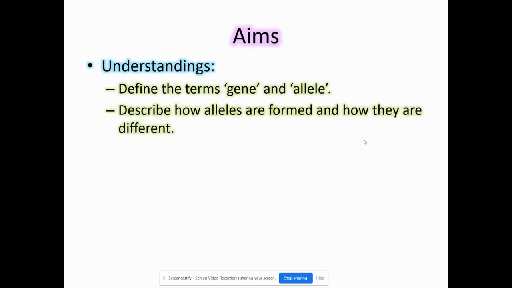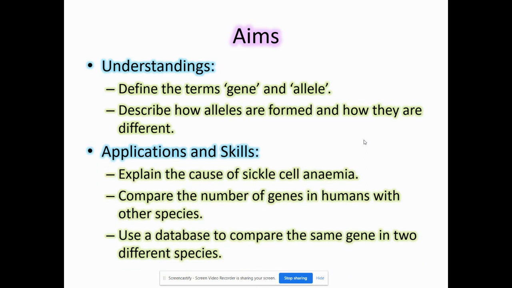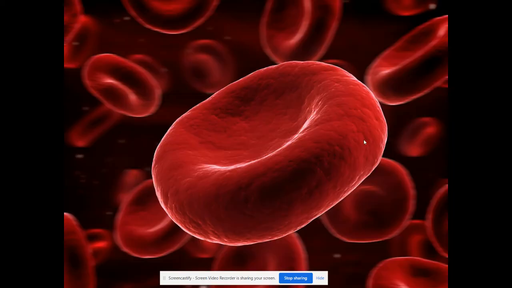So now we've looked at what a gene is and what an allele is, and we know where alleles come from and how they're different. So now it's time to look at an application, a specific example of genes and alleles, and comparing the different versions of genes in different species. So you might recognize this. It's a picture of a red blood cell. The fancy term for red blood cell is erythrocyte, spelled E-R-Y-T-H-R-O-C-Y-T-E. The suffix cyte means cell, so erythrocyte is red blood cell.